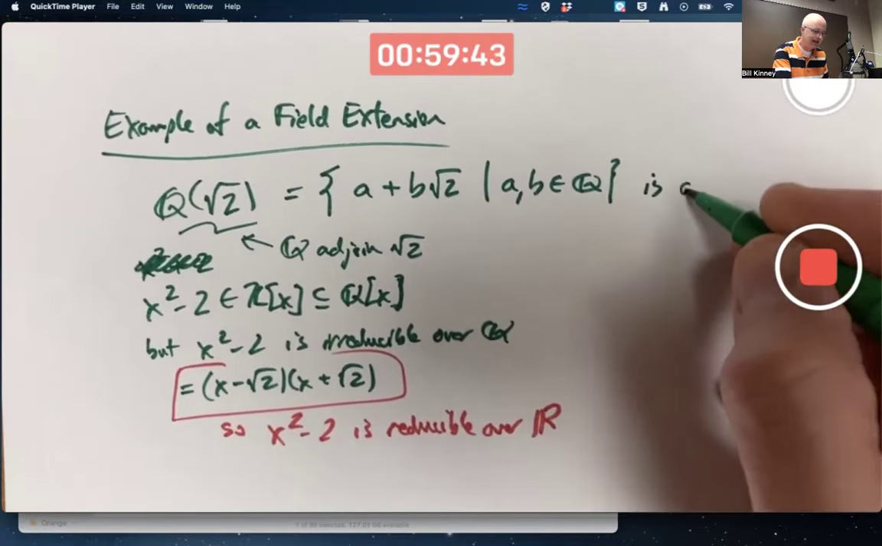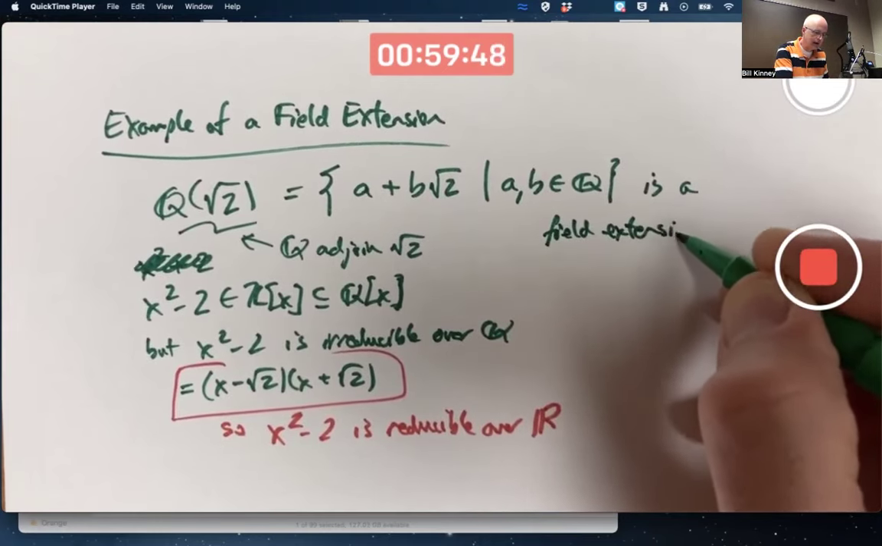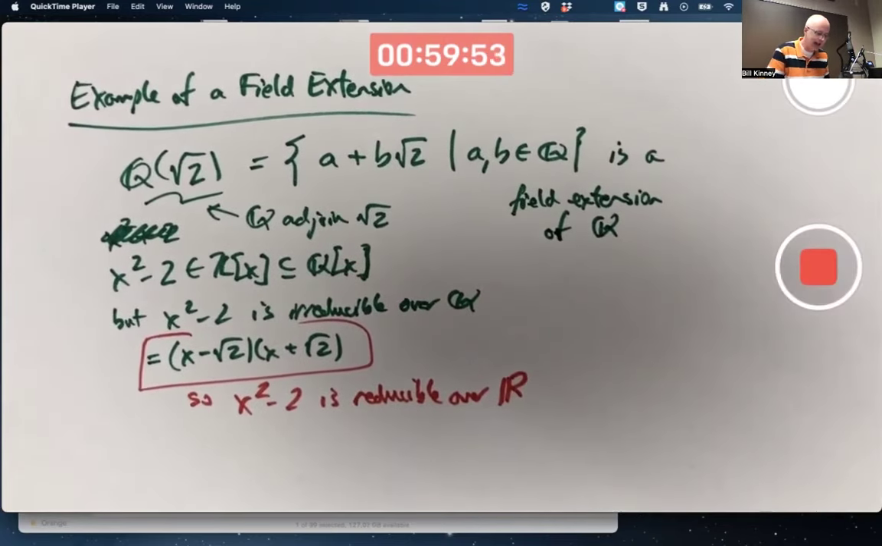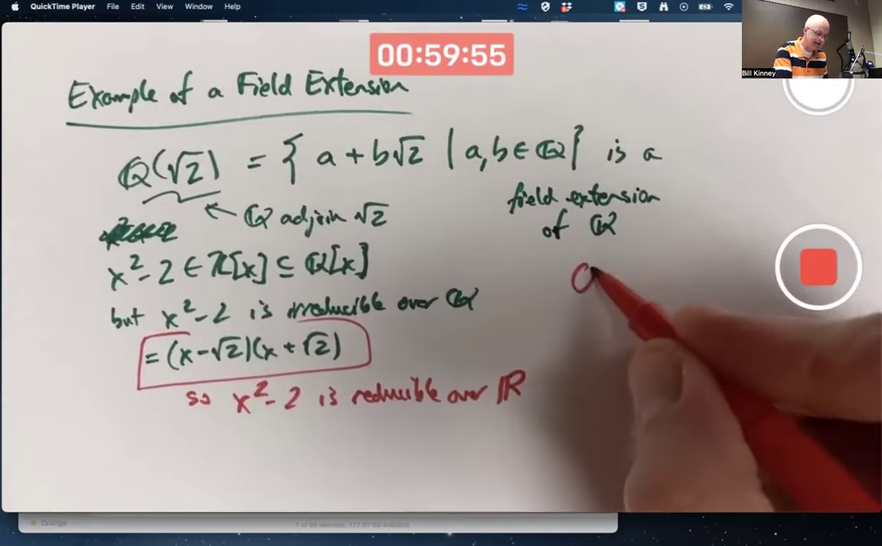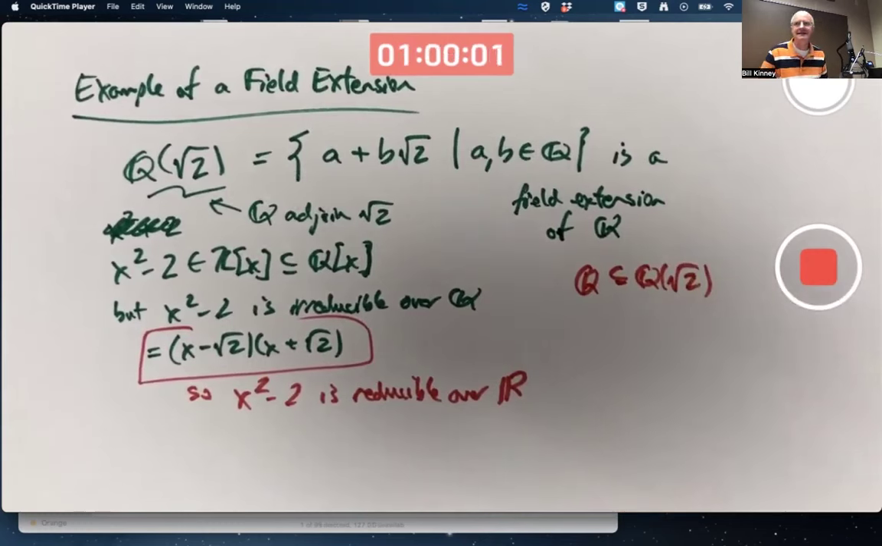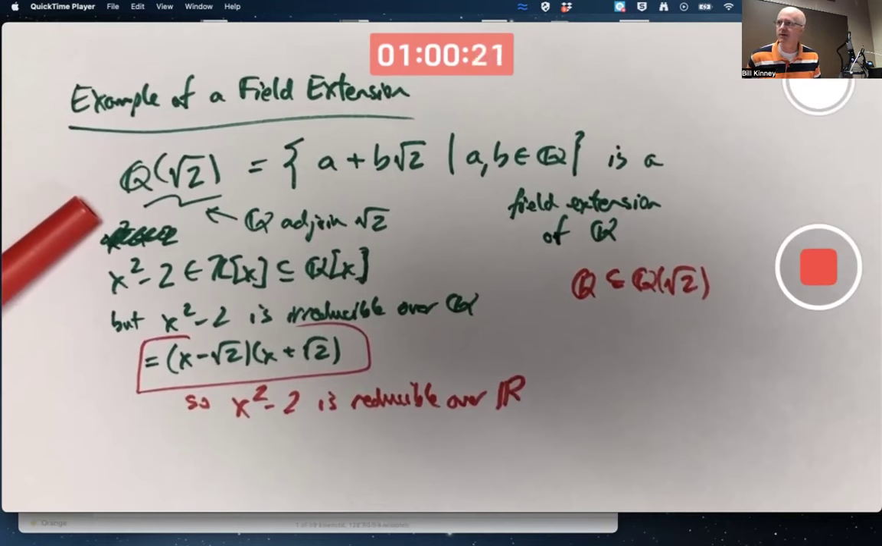In fact, it's something called a field extension of Q. It is a bigger field than Q. It contains Q. Q is a subset of Q adjoin root 2. In fact, you could say Q is a subring or even a subfield of Q adjoin root 2. It is also a vector space over Q. Q adjoin square root of 2 is in fact a vector space over the rationals Q.